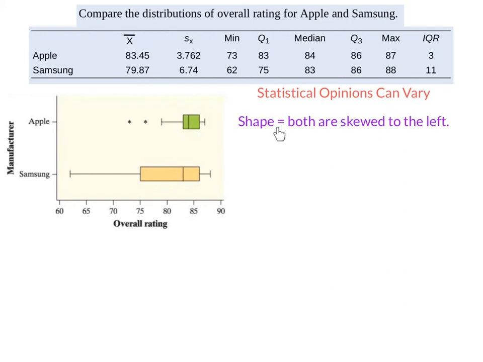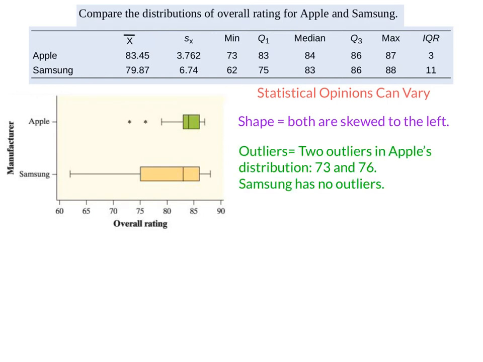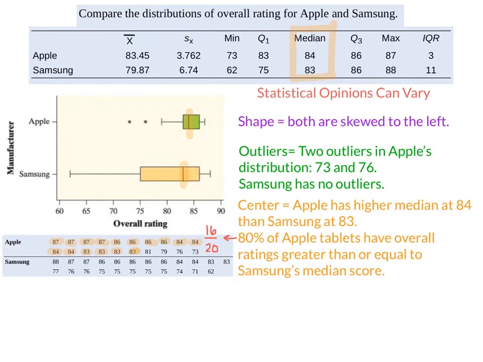So starting with shape, we can tell that the bulk of our data, or our IQR, is going to be here on the right-hand side. So that means that our tails are over here to the left. So I would say that both are skewed to the left. And for outliers, we can see that there are 2 outliers for Apple's distribution. Looking at the list of data points, I could tell that they were at 73 and 76, and Samsung has no outliers.